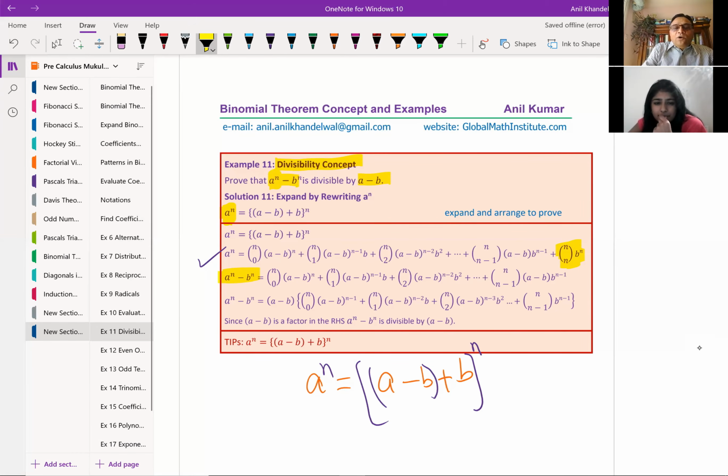And look here, all of the terms have a minus b in them. So I can factor this out, and that becomes a product of a minus b. And therefore, I can say that a to the power of n minus b to the power of n is divisible by a minus b.